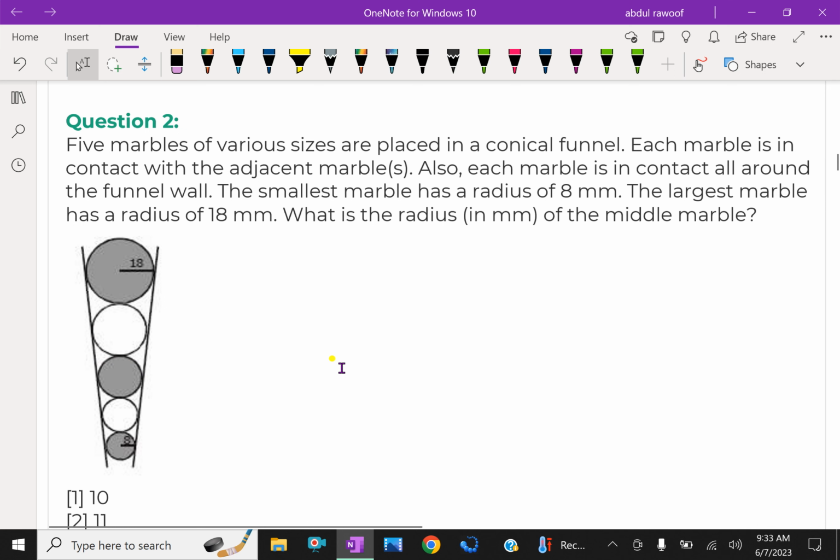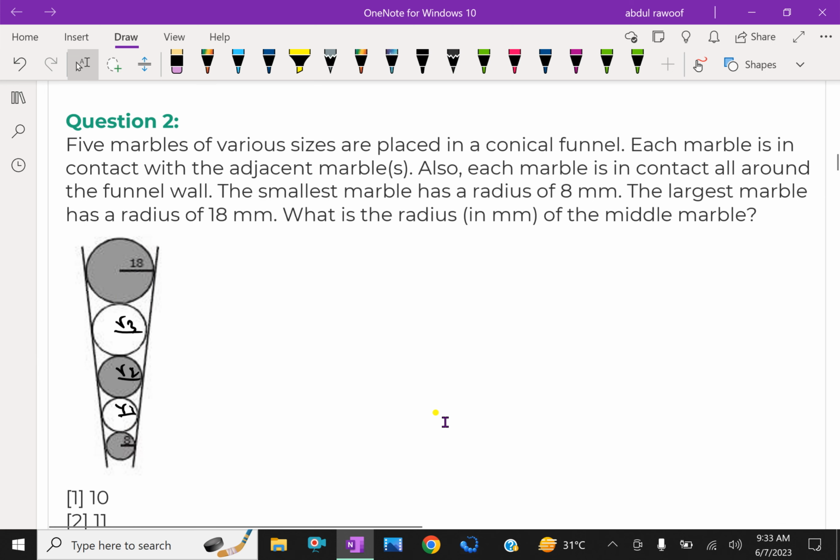Here, let it be this 8, this here radius R1, R2, R3. Now, the triangles are in ratios if we join the centers of those marbles, and from that 8 to 18 you have to draw a parallel line to this one. We'll have the different similar triangles.